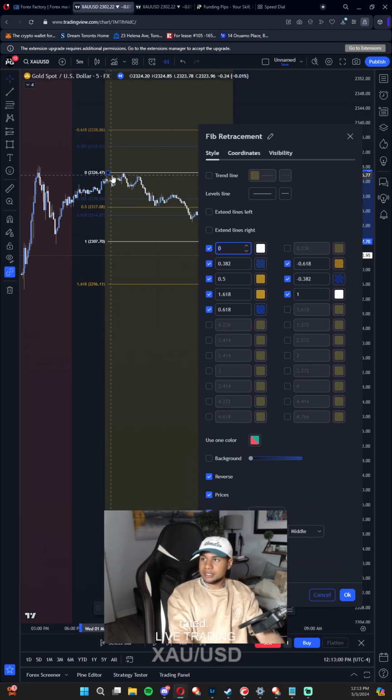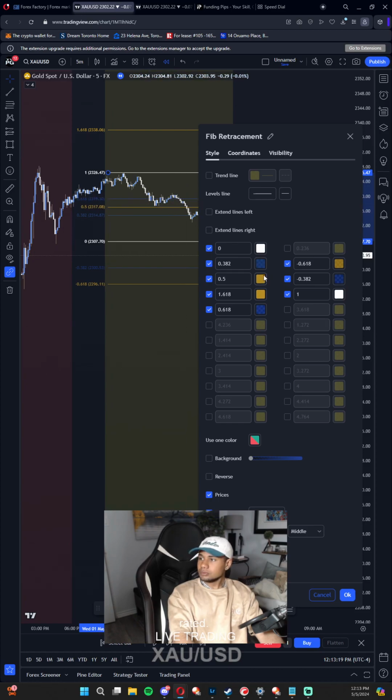Reason being, this is the Asian session high, or let me reverse it. Usually the zero should be at the bottom for me. This is the Asian session low. This is the Asian session high. This is the 50% zone. These are the 618s. And then these blue areas are usually where the market kind of consolidates in between.